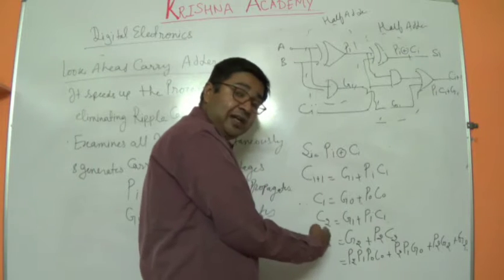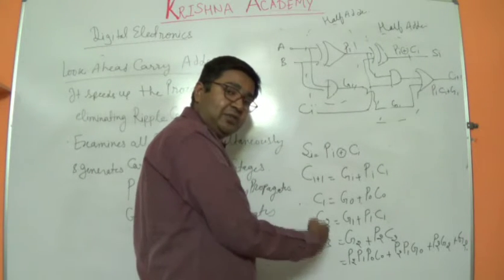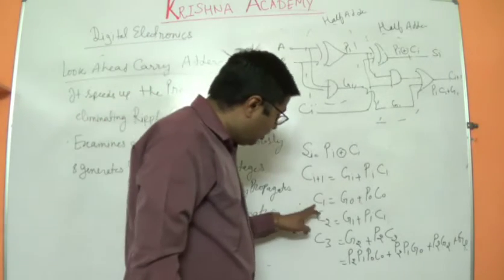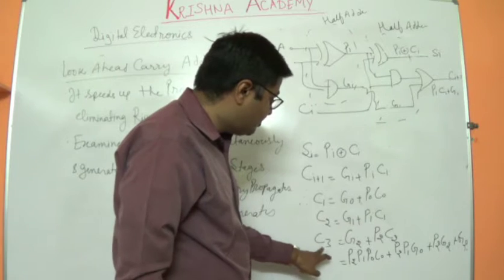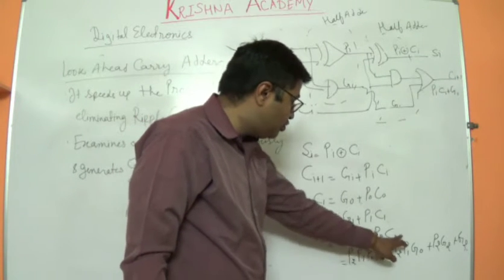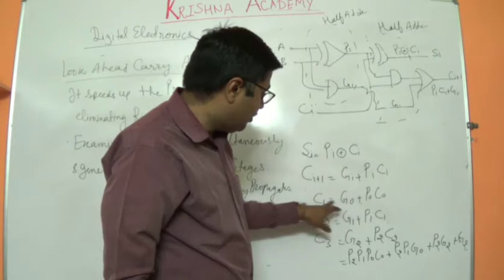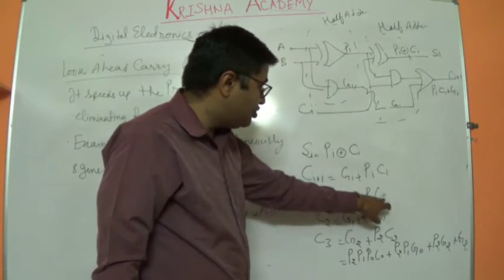What we are talking about right now is the full adder circuit: three full adder circuits, a 4-bit parallel adder circuit. C2 will be G1 plus P1 C1. Similarly C3 will be G2 plus P2 C2. Now, every time we go through these equations, when we talk about C1, it is G0 plus P0 C0.